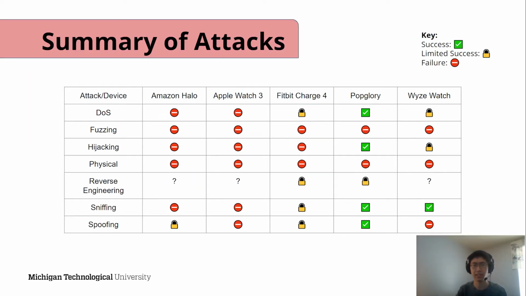We tested a variety of attacks on each device with varying degrees of success. For example, sniffing attacks were not successful against the Apple Watch because we were unable to follow the connection using our hardware. We had limited success against the Fitbit. This time we were able to follow and capture traffic between the watch and phone, but the data was encrypted. Sniffing was successful against the Populary and Wise smartwatch, and we were able to see the heart rate values transmitted between the devices in plain text.